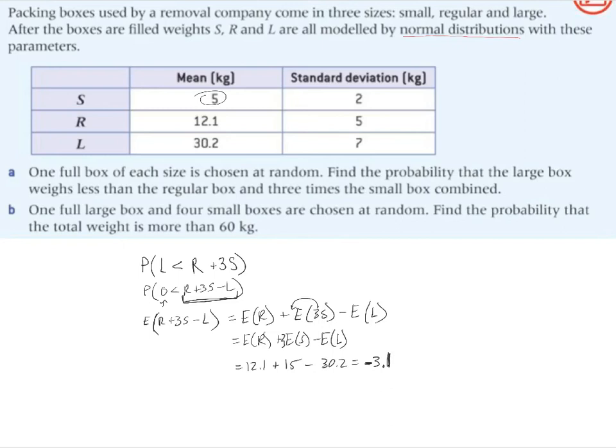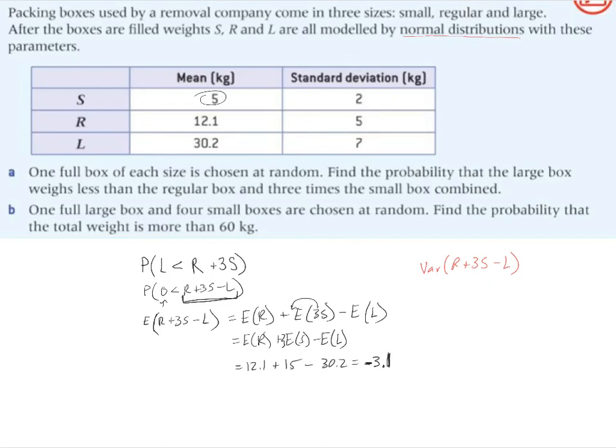Now, in order to be able to do a normal distribution, not binomial, we also need the standard deviation. We're going to look at the standard deviations now, but we don't have expectation algebra for standard deviation. We do have it for variance. So we're going to find the variance of that number, which is R plus 3S minus L.